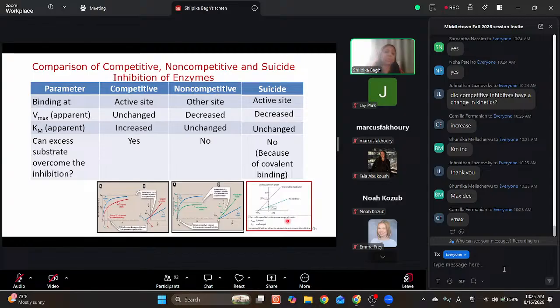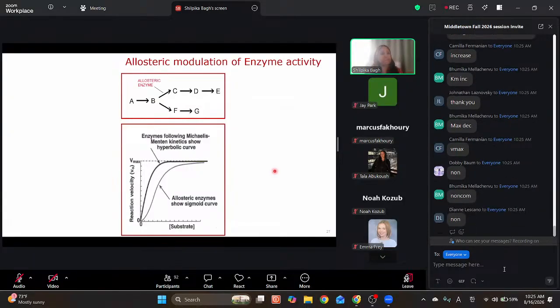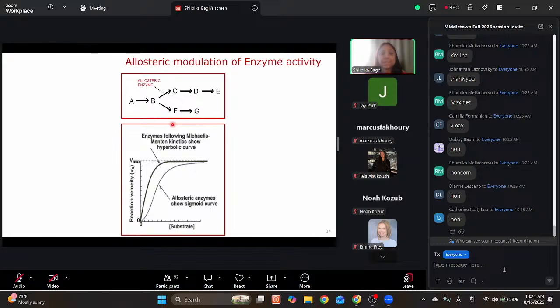Irreversible or suicidal inhibitors should look like competitive or non-competitive? Irreversible or suicidal should look like non-competitive because they are also binding to the enzyme and decreasing enzyme concentration.